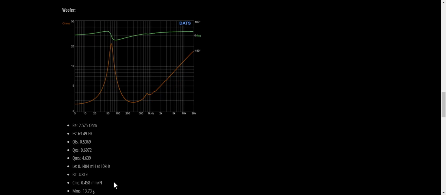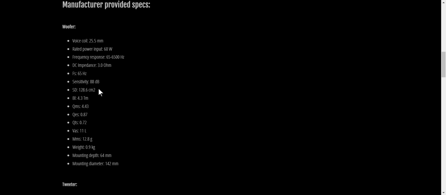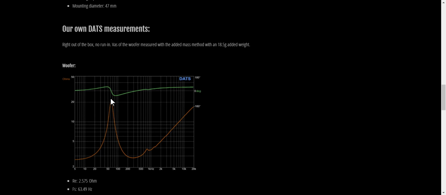And if you go down here a little ways further, you can see that the woofer's FS is 63.49. Now, remember what I said about the woofer's FS, the rated FS. That was the tested FS. Its rated FS is 65 hertz, which is slightly above what it tested at. So this is not a bad number. It's just a little bit lower, a little bit closer to that peak than I would like it. I don't want the woofer playing right here. I want it playing up in here somewhere.